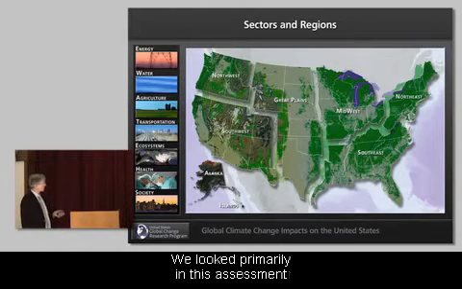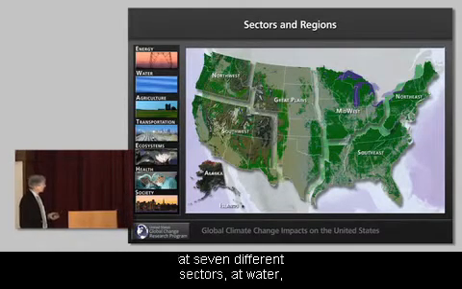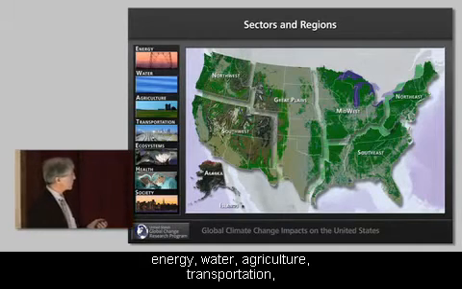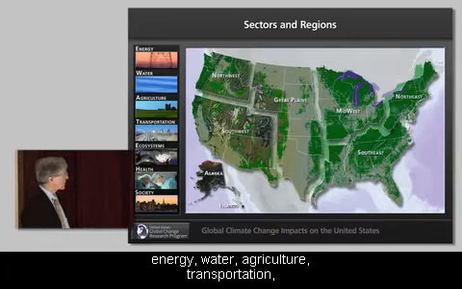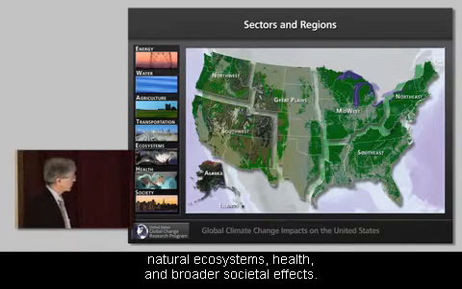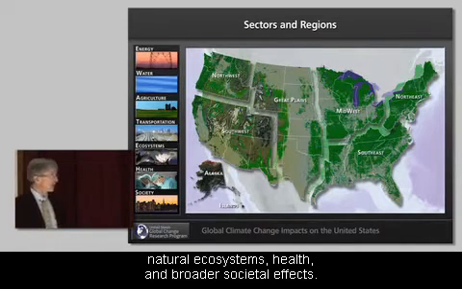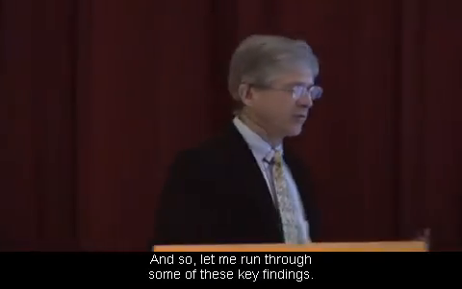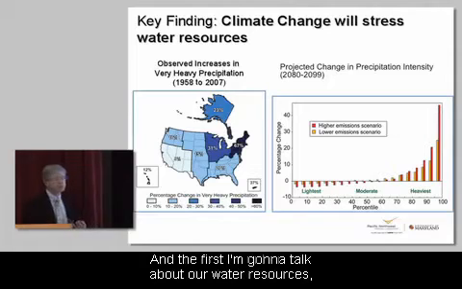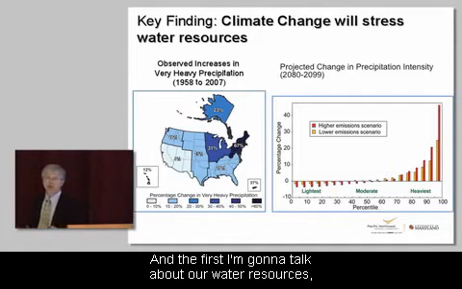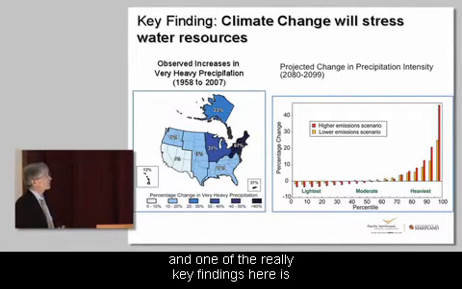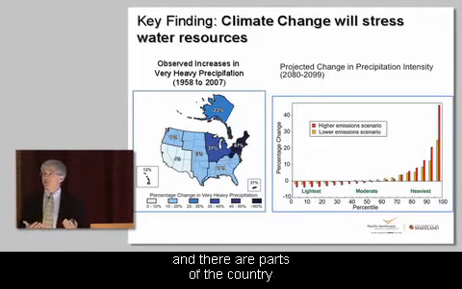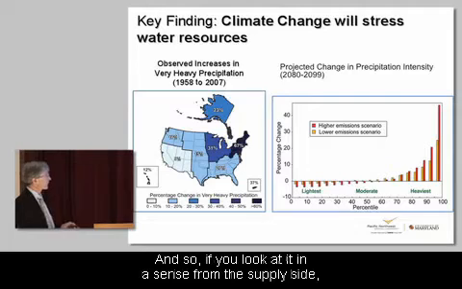We looked primarily in this assessment at 7 different sectors: water, energy, agriculture, transportation, natural ecosystems, health, and broader societal effects. And so let me run through some of these key findings. And the first I'm going to talk about are water resources. And one of the really key findings here is that climate change will stress water resources, and there are parts of the country where this is already happening.